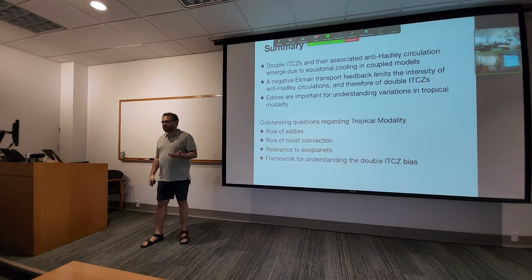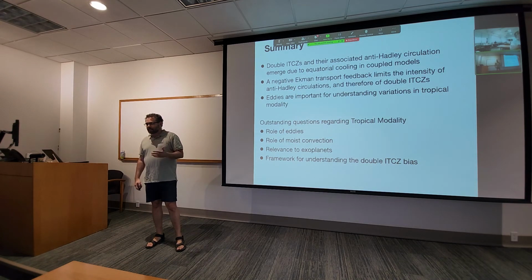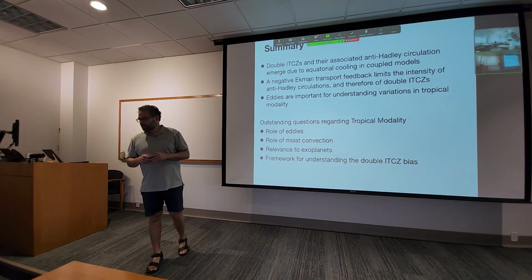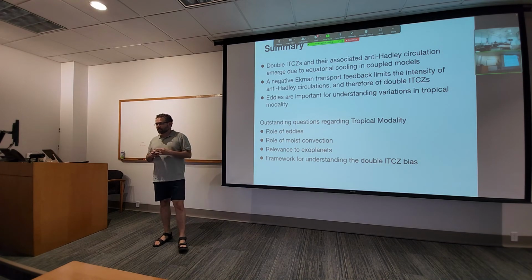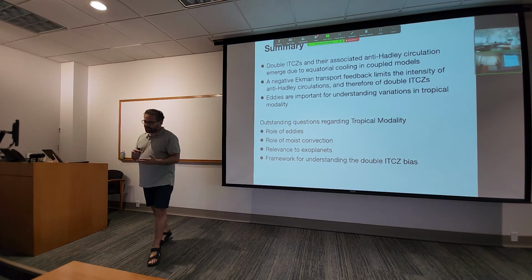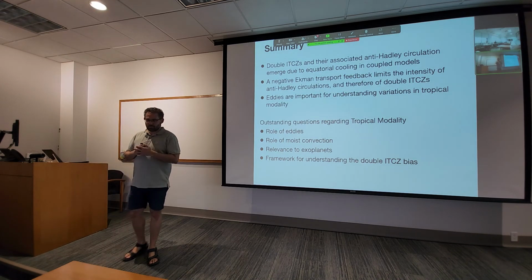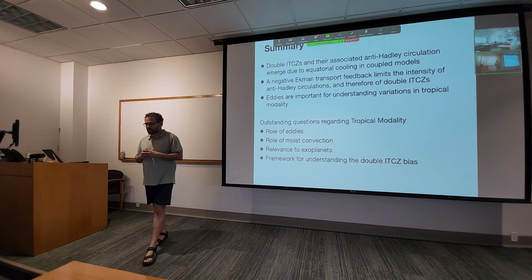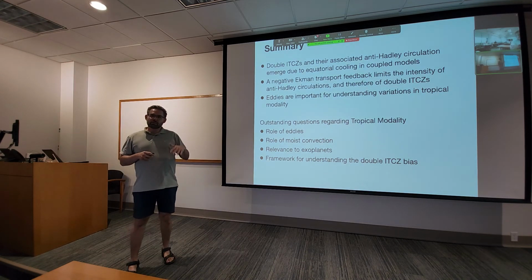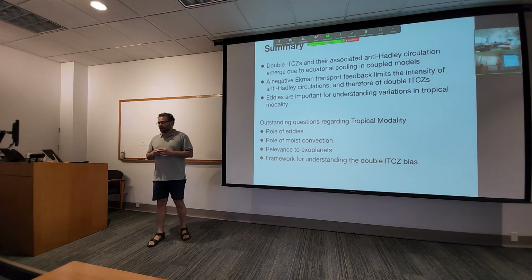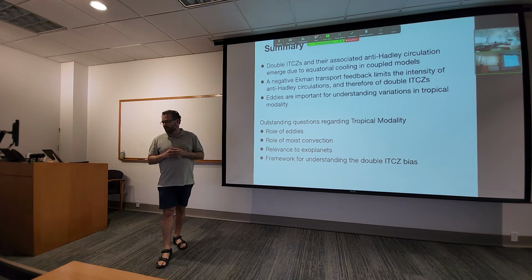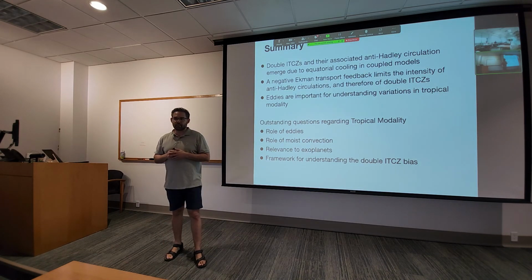We find that the negative Ekman transport feedback limits the intensity of anti-Hadley circulations and therefore also the intensity of double-ITCZs. And probably eddies are also important for understanding variations in tropical modality. And then for this whole concept of variations in modality, I think there are some interesting remaining outstanding questions, which are the role of eddies, as I've just shown, the role of convection, the relevance of these circulations not just to this planet but to other planets, and also maybe whether this framework of thinking about these variations in terms of modality can shed light on the double-ITCZ bias.